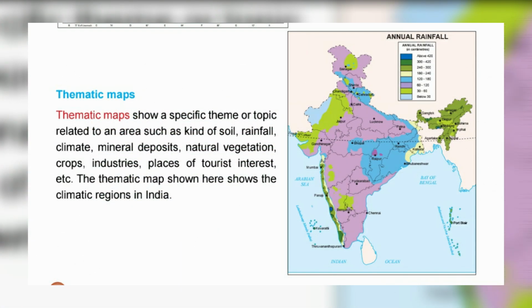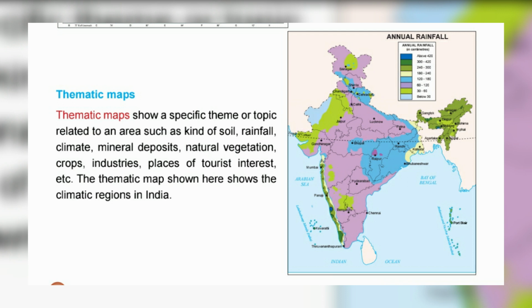Next, thematic maps. Thematic maps show a specific theme or topic related to an area, such as kind of soil, rain, climate, mineral deposits, natural vegetation, crops, industries, places of tourist interest, etc. The thematic map shown here shows the climatic regions in India.